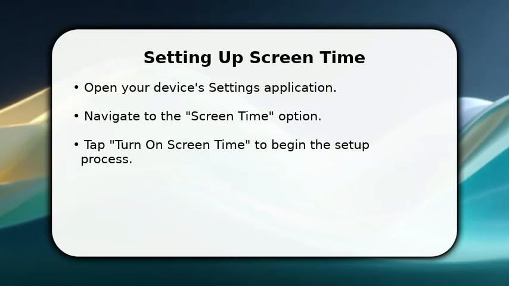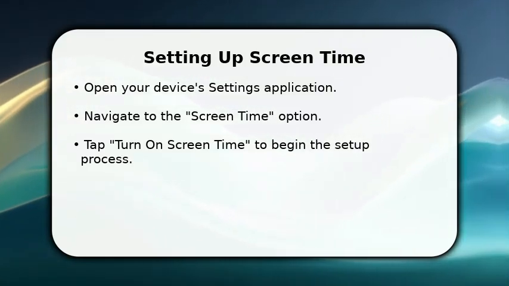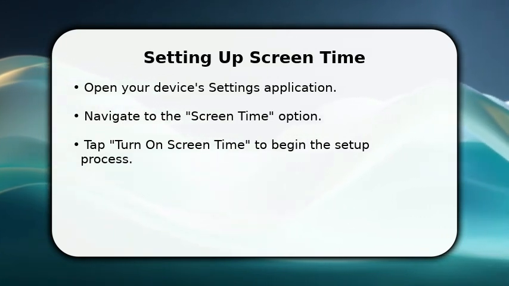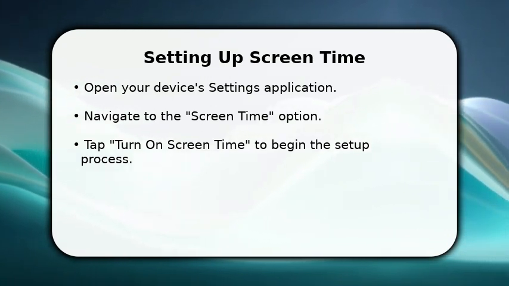In this video, I will explain how to set up a screen time password. First, open your device's Settings app. Then, scroll down and tap on Screen Time. You'll see an option to turn on screen time. Go ahead and tap that.